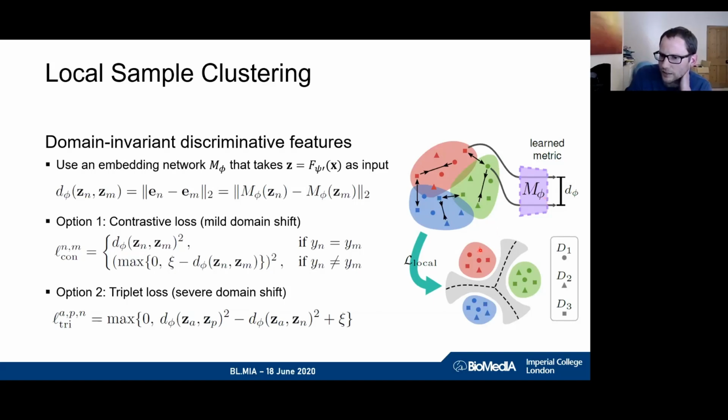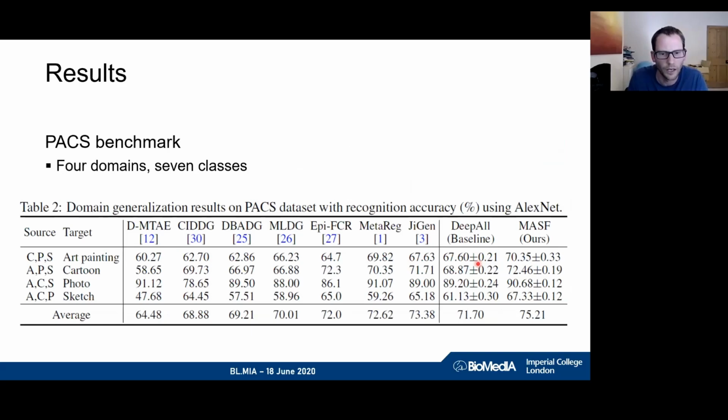So you see these different shapes mean they come from different domains, but the colors are the classes. You say that samples from the same class should go into the same area of the feature space, even if they're from different domains. Interestingly, this approach that we came up with, with all these three things: episodic training, global class alignment, and local sample clustering, improved over state of the art on this benchmark.